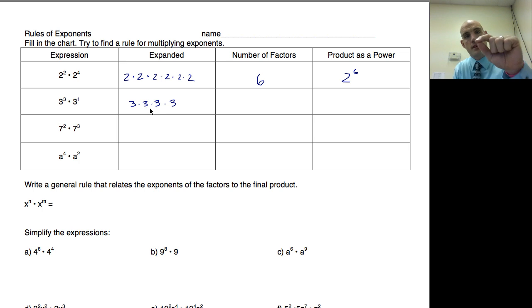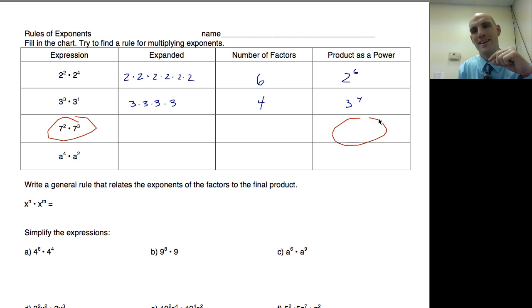If I do the same thing for the 3's here, I've got 3 times 3 times 3 times just 3 because it's the first. There are 4 factors. So I've got 3 to the 4th. Now what I would like for you to try to do here is to relate the first problem with what you end up with as a product of powers. As I keep writing these down and what they mean, I want you to look at how these two columns relate.